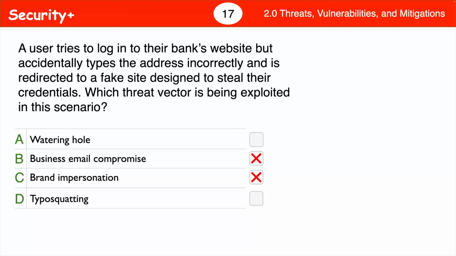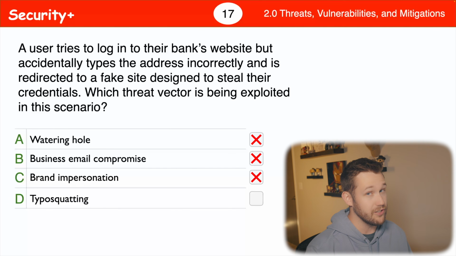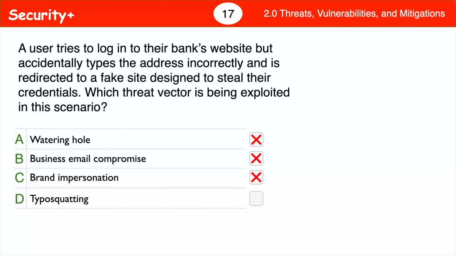And finally, we can eliminate A, watering hole. Yes, very similar to the last question we had. I just want to make sure you're paying attention and learning. But a watering hole involves attackers compromising a trusted site that targets visitors frequently, but it doesn't rely on user typos like D, typo squatting does, which is the answer. Typo squatting occurs when attackers register misspelled domains that look like legitimate sites. That then tricks users who mistype URLs into revealing sensitive information.